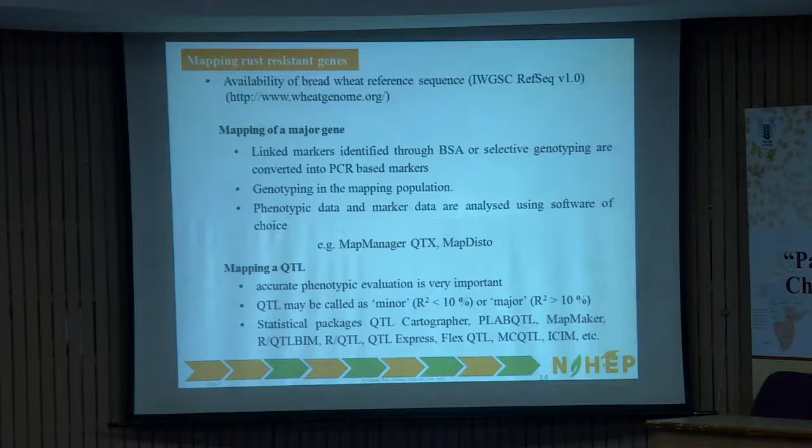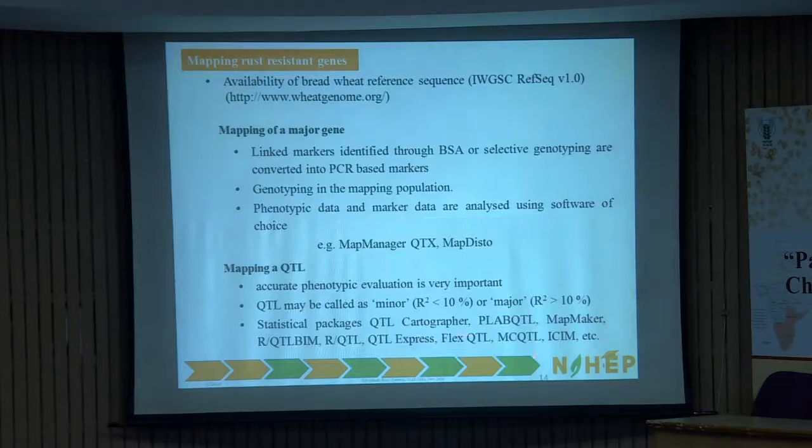The second one is mapping QTL. Mapping major gene, you can do it under control conditions, under glasshouse conditions. Mapping QTL, you have to analyze it in multi-location trials or in a number of years to get accurate data. We have different kinds of QTLs: minor QTL if the phenotypic variation shown is less than 10%, and major if it is more than 10%.